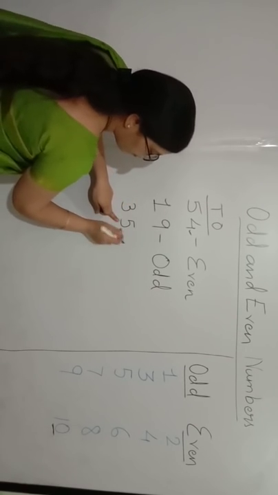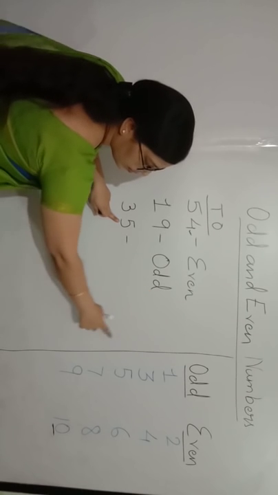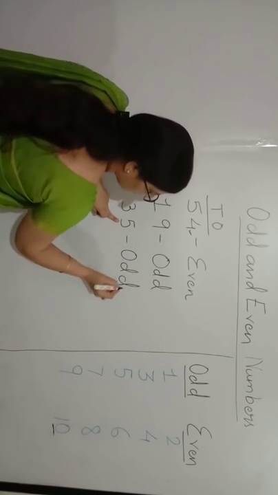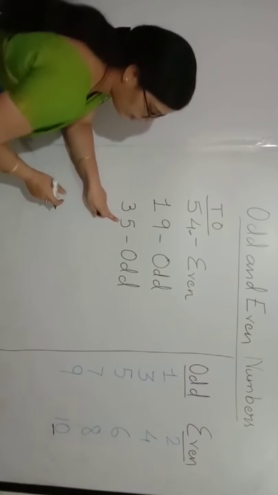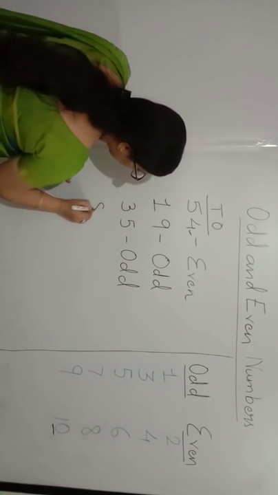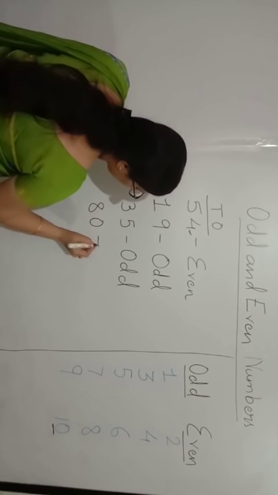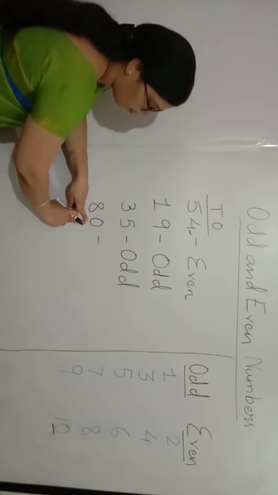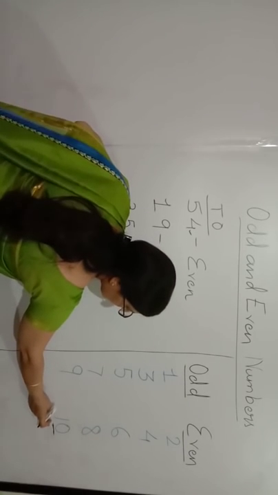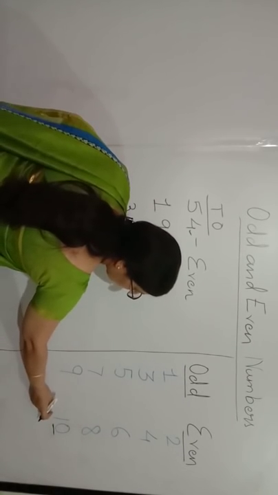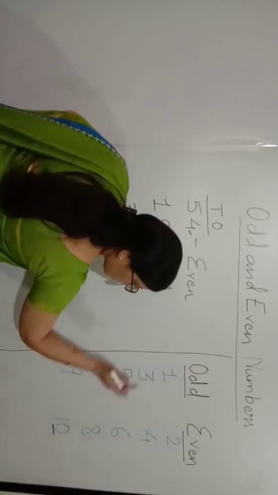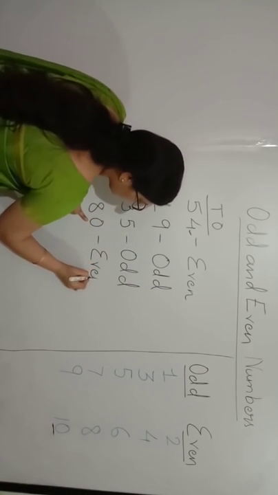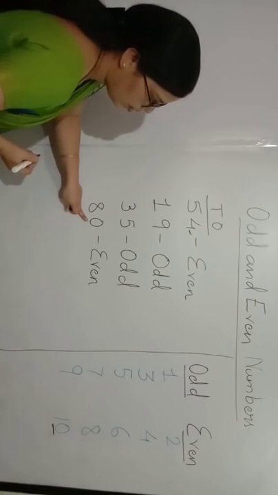So here, 5 is odd or even? 5 is odd, so 35 is an odd number. Then 80. What is at ones place? The number ends with 0. When 0 is at ones place, the number is even. The number is even. Got it?